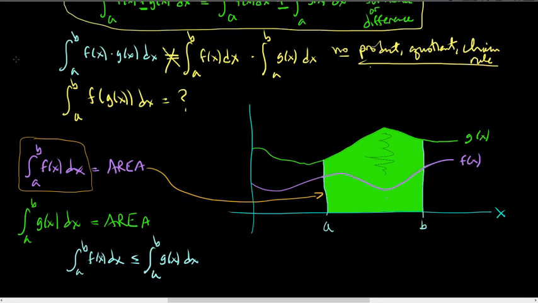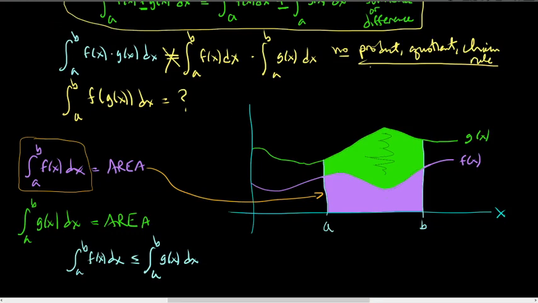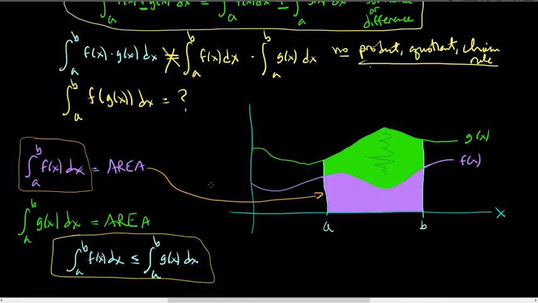And I think now I can highlight the purple area, right? So yeah, the green area here is bigger than the purple area. Great. So that's all this said. Here we go. That's all that this inequality says. And so that was theorem 4.8 part 2. It's this inequality here, and I just rewrote it down here.